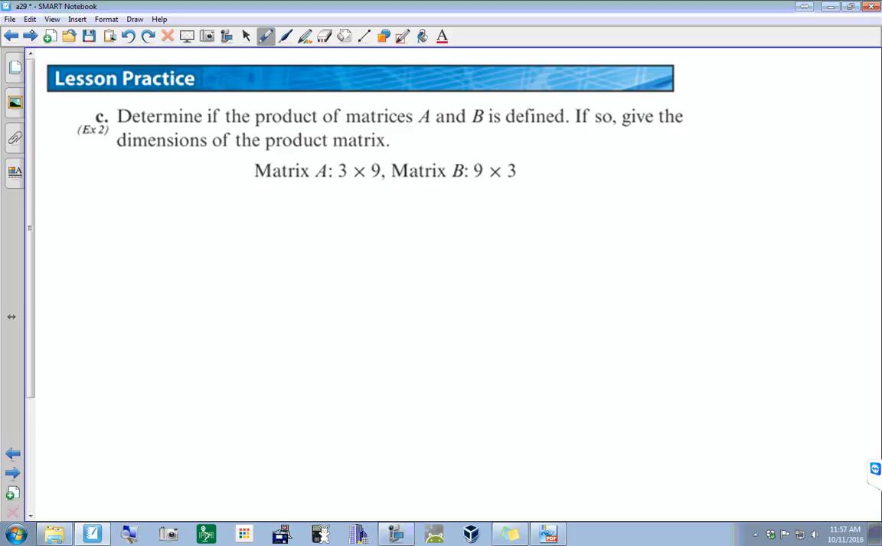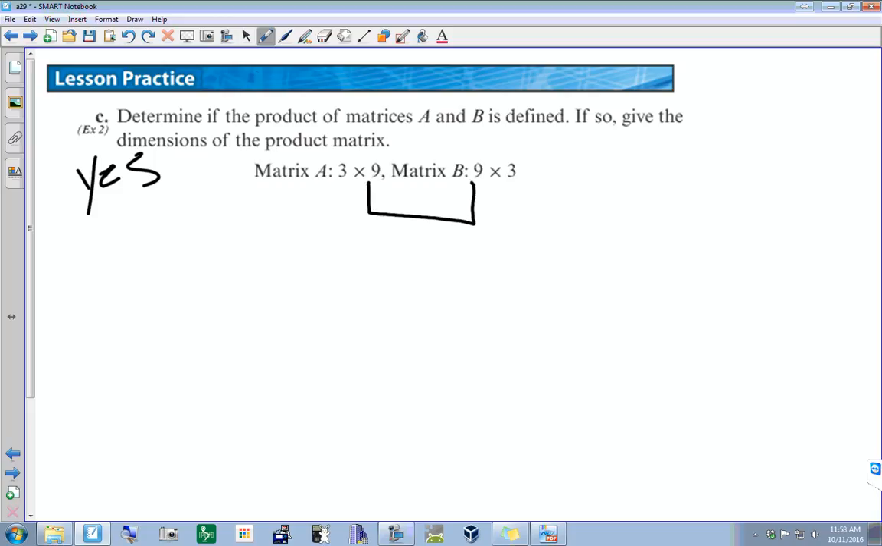So, Micah, this works. What are the dimensions of the output matrix? Well, it's also supposed to give the dimensions of the product, what comes out of it. So, this worked, right?